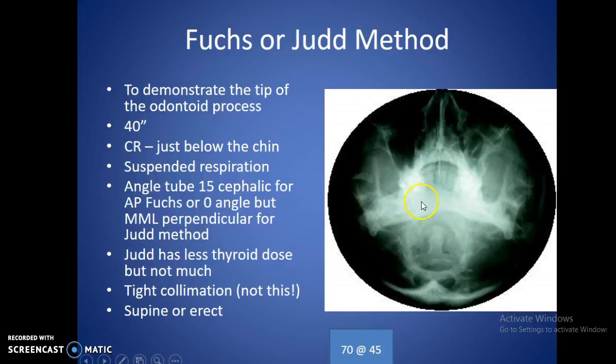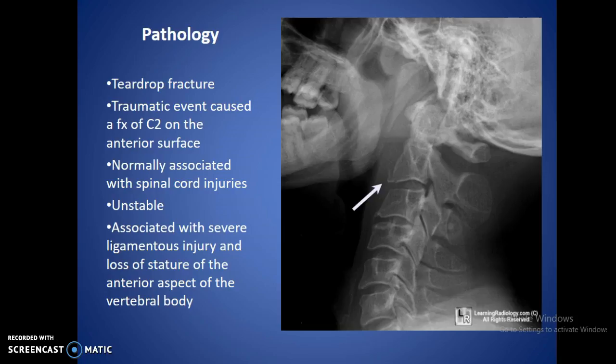This is horrible collimation. We only really need to see this area down in here for the Fuchs. You can do this supine or erect. Some techs have an easier time doing this supine, but it's obviously going to decrease efficiency if you're doing some of them standing and then some of them lying down.